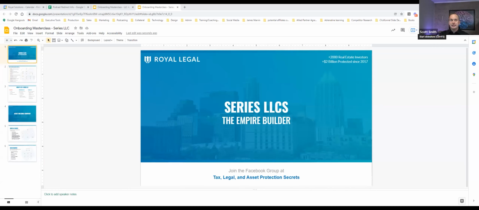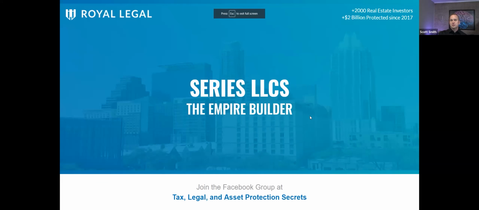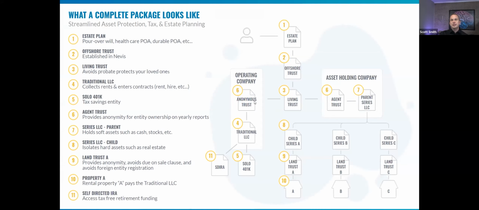Yes. I'll go ahead, guys, and start off with a brief refresher of what we have for our Series LLC. We consider this one of our Empire Builder products. If you remember, this is where our Series LLC is located inside of our asset protection and real estate company structure. So we have our asset holding company here. That's your parent Series LLC that's owned by the agent trust to create anonymity of ownership at the parent level. And we'll also have the individual child series and a land trust associated with each property.